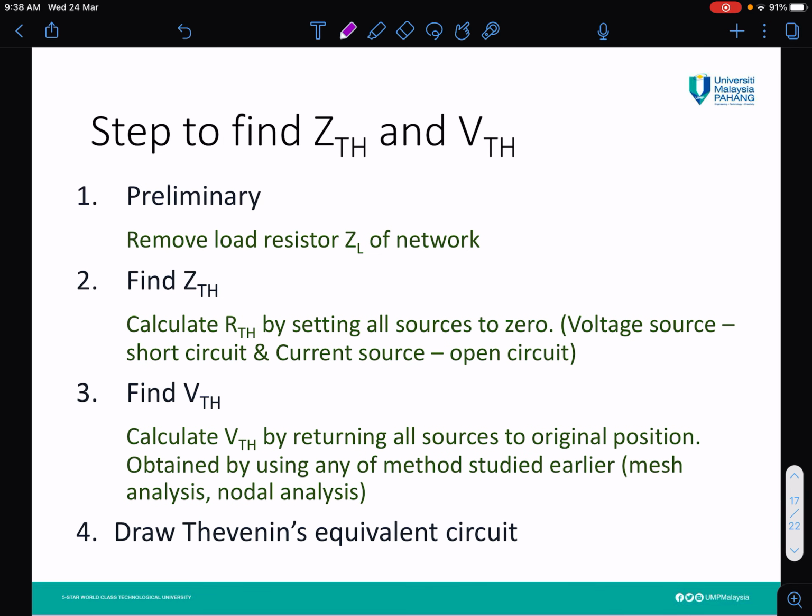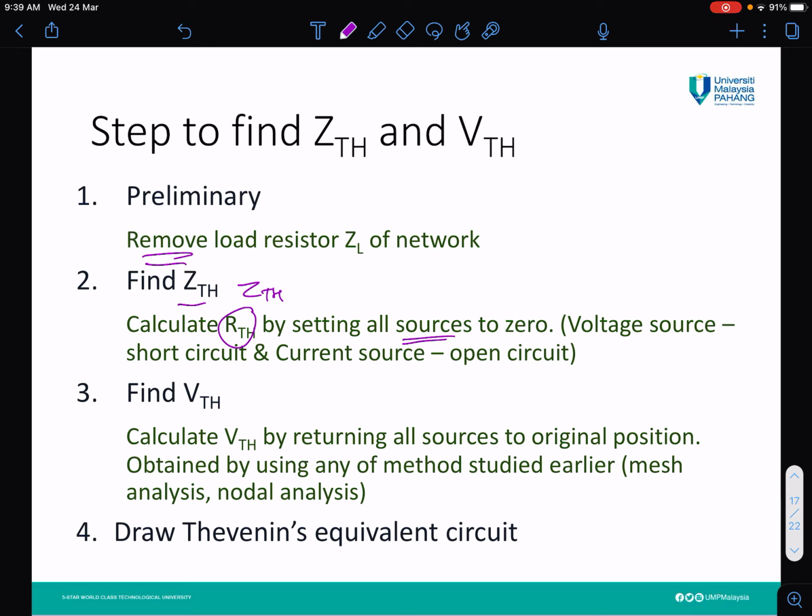A very important thing is we need to know the steps to find ZTH and VTH. The first step is preliminary: we need to remove the impedance ZL. If the load is already removed from the circuit, then we can omit this step. The next step is to find ZTH by setting all sources to 0.